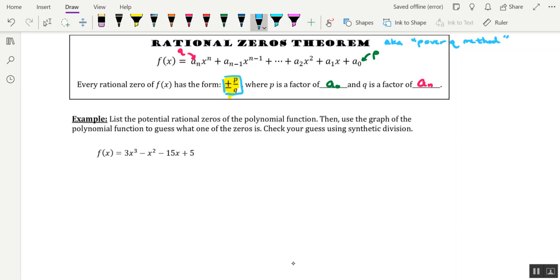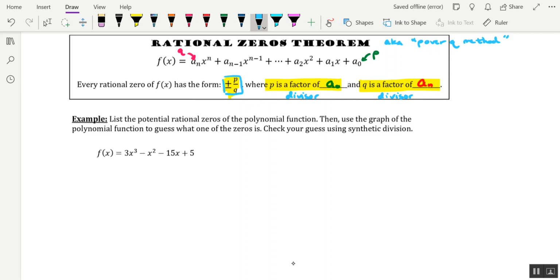Now, it's important to note this lingo here: p is a factor of a sub 0 and q is a factor of a sub n. That basically means divisor. Okay, so p is a divisor of a sub 0 and q is also a divisor of a sub n.